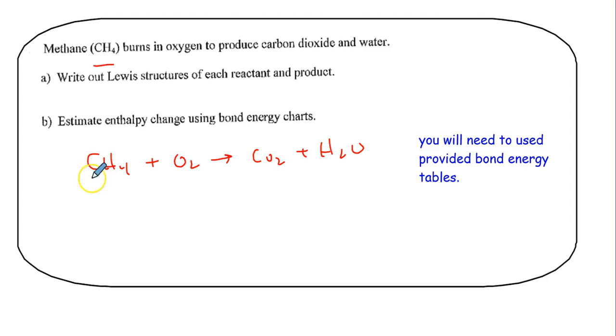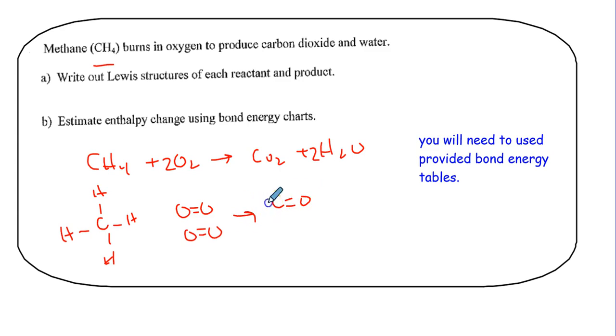You balance it. One carbon, 4 hydrogens. Put a 2 here. 2 and 2 is 4. You put a 2 here. Sketch out some Lewis structures. Okay. And then we got waters, we got 2 waters.